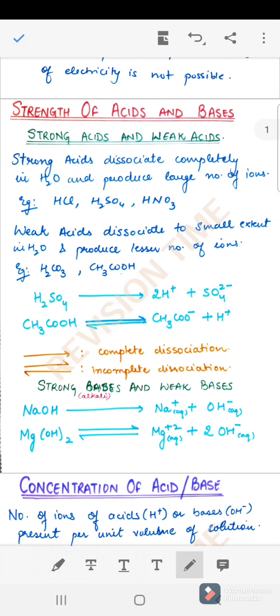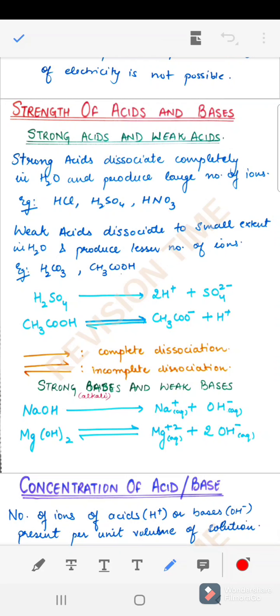Strength of acids and bases: we have strong acids and weak acids. Similarly, we have strong bases and weak bases. So what are these? Strong acids dissociate completely in water and produce a large number of ions, whereas weak acids dissociate to a small extent and produce a lesser number of ions. Complete dissociation we represent by this arrow, and incomplete dissociation we represent by this arrow. Similarly, we have strong bases and weak bases and the representation is similar. For example, we have these: this is the strong acid and this is the weak acid, and this is the strong base and weak base.